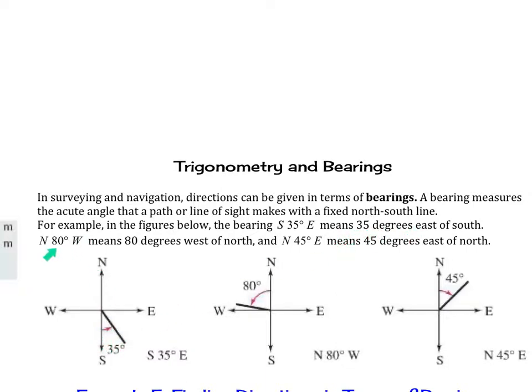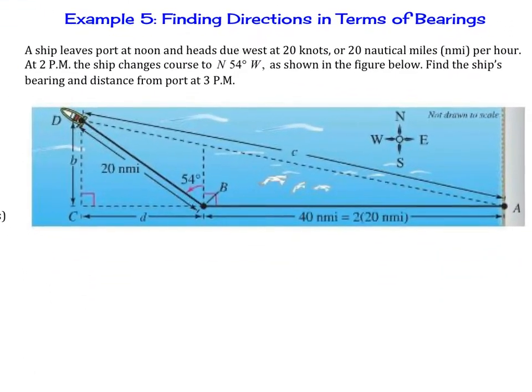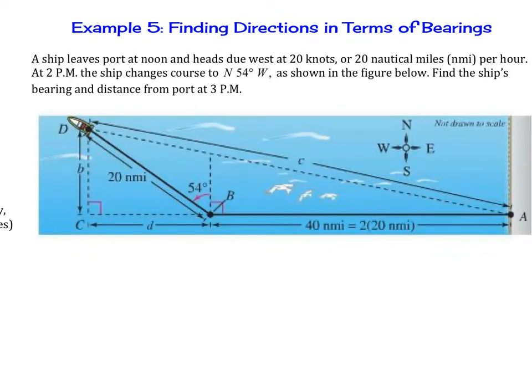south. North 80 degrees west means 80 degrees west of north. And north 45 degrees east means it's 45 degrees east of north. So notice bearing has to do with our y-axis. So we're going to find directions in terms of bearings. So here is an example.